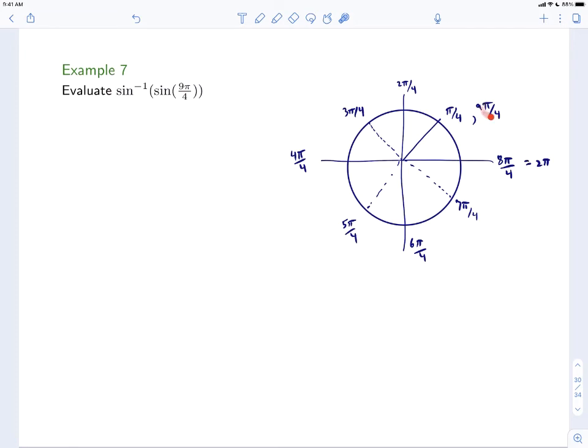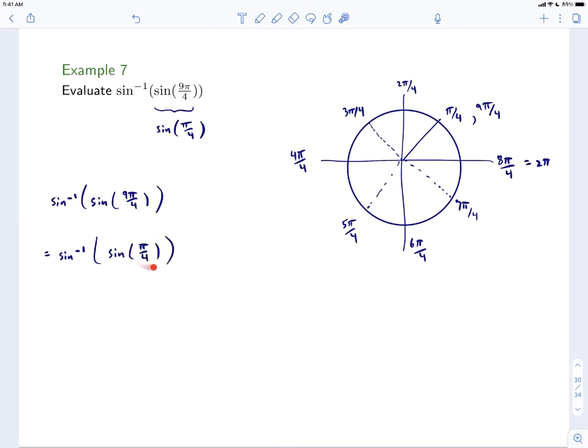So 9 pi over 4 has reference angle pi over 4. These two are what we say coterminal, because they start at 0 and they both end along the same radius, here. So pi over 4 and 9 pi over 4 are what we say coterminal. So what does that mean? That means sine of 9 pi over 4 is the same as sine of pi over 4. So sine inverse of sine of 9 pi over 4 is equal to sine inverse of sine of pi over 4.